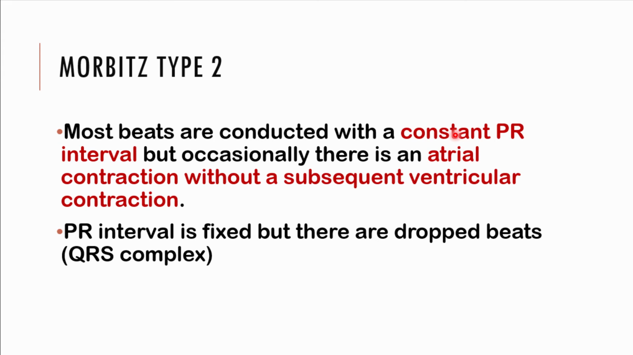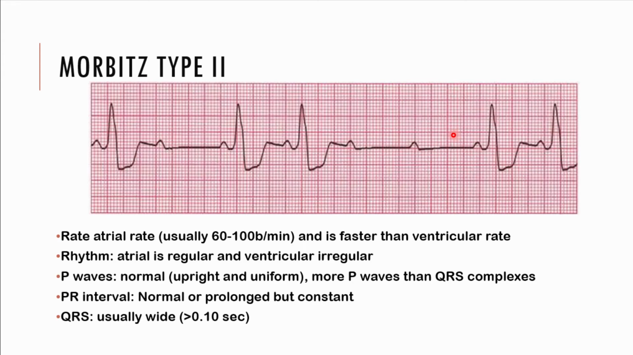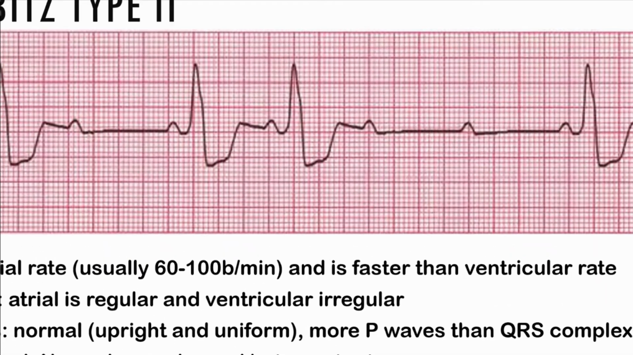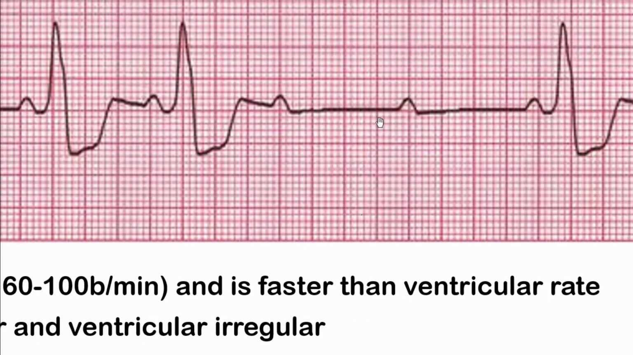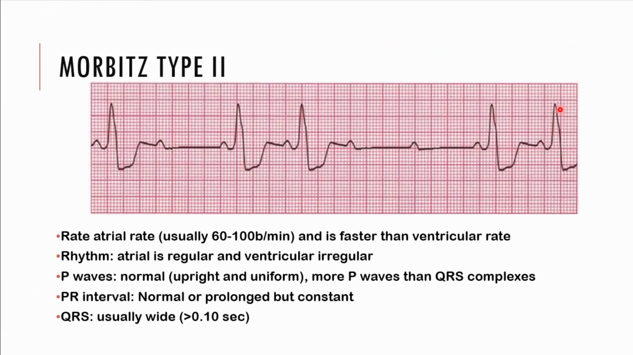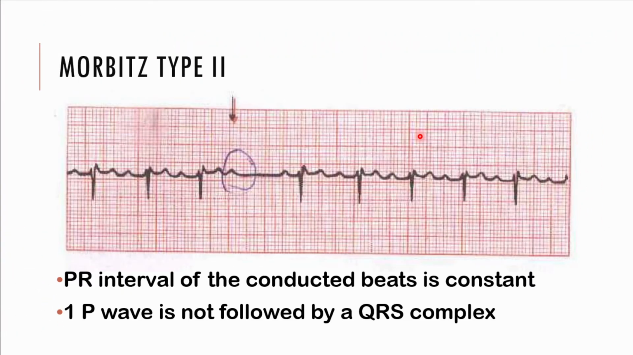In type 2, there's a fixed PR interval, but you still have some P waves that are not followed by a QRS complex. So as you can see here, the PR interval here is constant. It may actually be normal or prolonged. If we look at the PR interval here, it's actually normal. So 1, 2, 3, that's normal. 1, 2, 3, that's normal. But you see what's happening here? You have a P wave, nothing, another P wave. So that's Mobitz type 2 type of heart block.